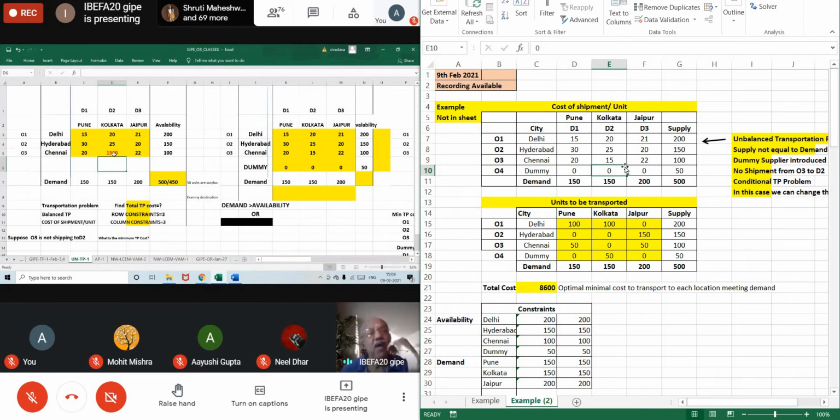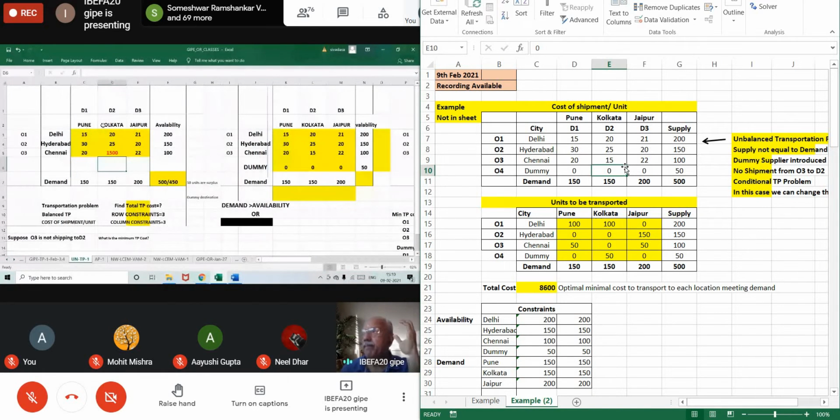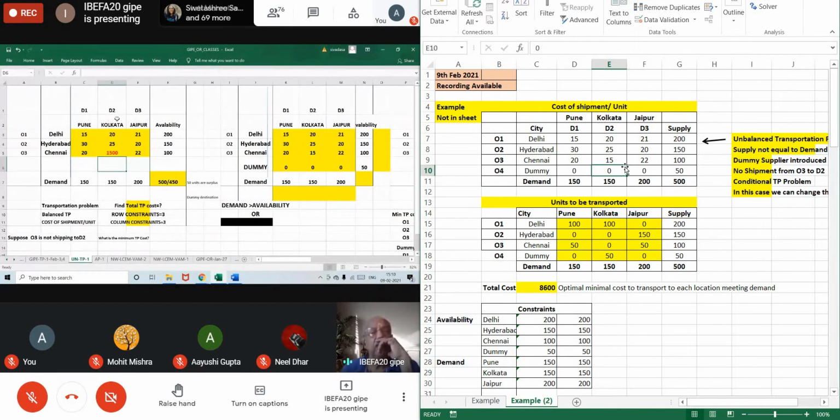Chennai doesn't want to send to Kolkata because that distributor might not have paid for the last shipment. Or trucks are not available for Chennai to Kolkata for the moment. Or the Kolkata distributor says at present I don't want the product because my warehouse still has stock. So Chennai decides not to ship to Kolkata. Am I right? Is that clear?